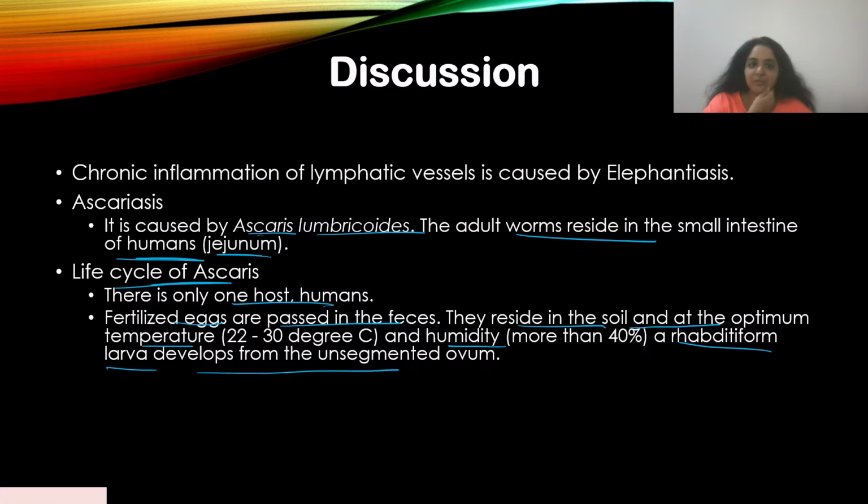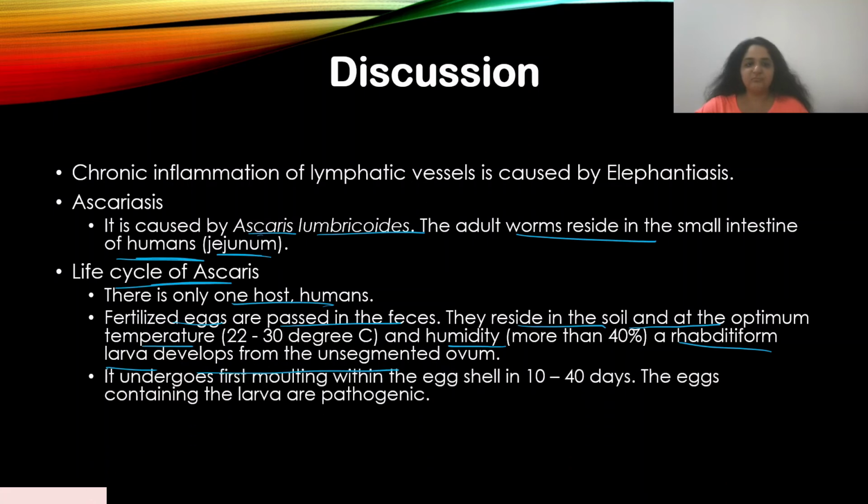They reside in the soil and at the optimum temperature and humidity, a rhabditiform larva develops from the unsegmented ovum. So the human is infected, and it passes the eggs through the feces, and that's where the larva is formed in the unsegmented ovum. That undergoes first molting within the eggshell in 10 to 40 days. The eggs containing the larva are pathogenic. That's where the problem is.